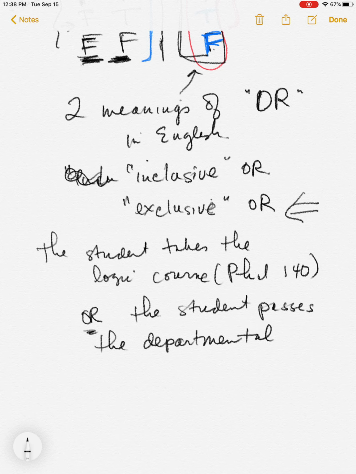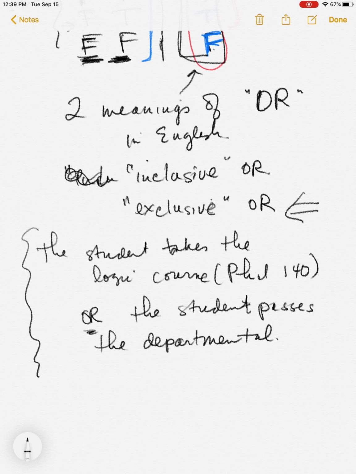A student might say, I already know a lot of logic. I don't want to take the course. And they say, okay, prove it. Here's an exam. Let's see how you do on it. And if you pass the exam, then you satisfy the logic requirement without actually having taken Philosophy 140. So this is how you satisfy the logic requirement. It's this disjunctive thing. Okay, this is Harvard, right?